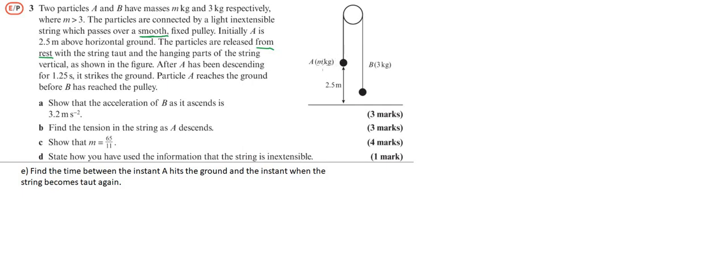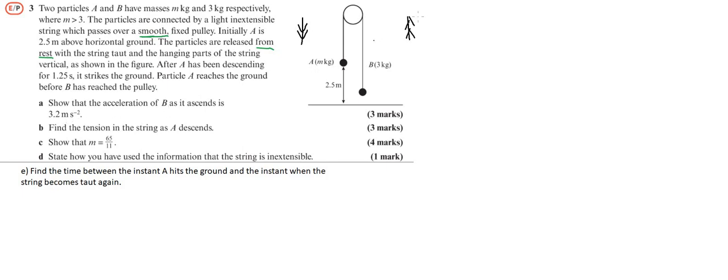So diagram's taken care of for us. After A has been descending for 1.25 seconds, so let's just make a note that A is going down, which conversely means that B must be going up because they're attached by that inextensible string. Particle A reached the ground before B has reached the pulley. So as A goes down and hits the ground, B is going to be up here somewhere, but it's not going to hit the pulley. Right, so we have to show the acceleration of B as it descends is 3.2 meters per second squared.